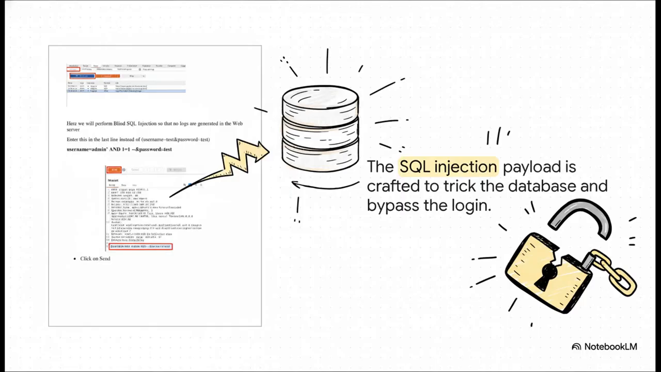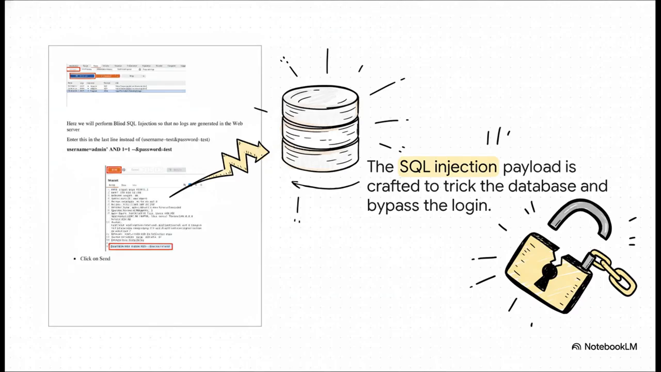Phase 2, SQL injection. Now we're going to use a tool called Burp Suite to intercept the login request. And look at this payload. We're not even trying to guess a password. Instead, we are injecting a tiny piece of SQL code. That little bit at the end, the dash and 1 equals 1, is designed to trick the database.